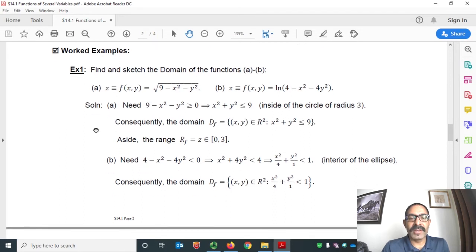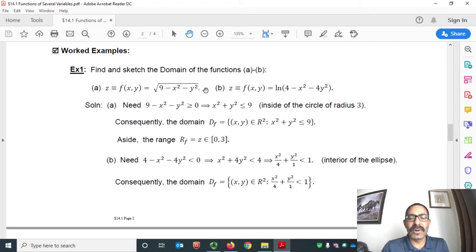Solutions: now to find the domain, let's say this function under the radical for part A, 9 minus x squared minus y squared is greater than or equals to 0. We can define this under the radical. So solve this one. This gives us x squared plus y squared is less than or equals to 9. That means the domain is the inside part of the circle of radius 3. So the domain is the set of all xy such that x squared plus y squared is less than or equals to 9. And its range is z lies in 0 to 3.